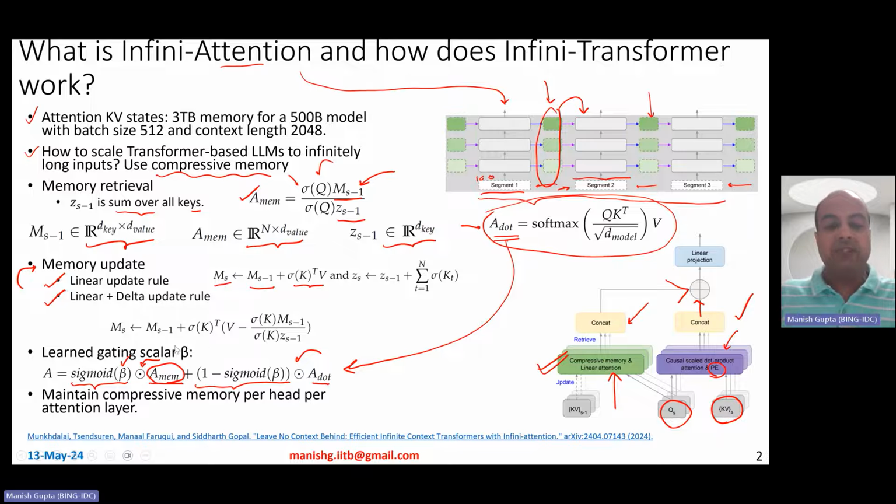And then, of course, with the factor of beta, you essentially merge the A memory and the A dot parts. And the interesting part is all of this computation happens per head per layer. So for every head and every layer, you're actually going to do these computations.